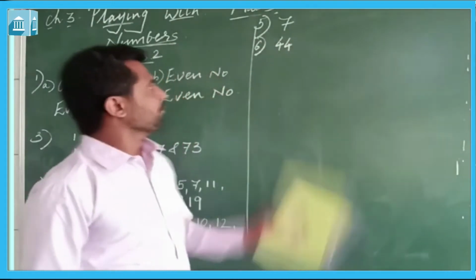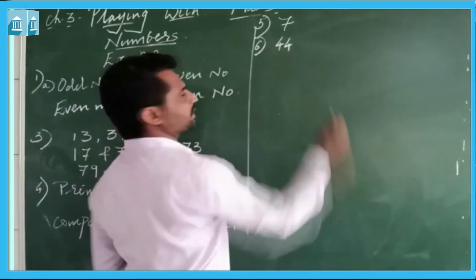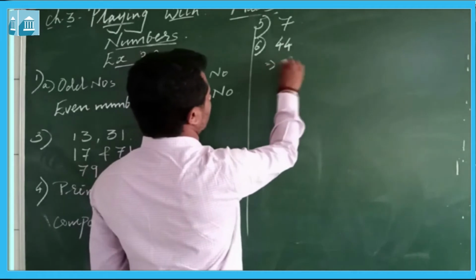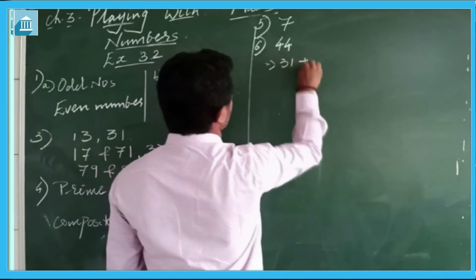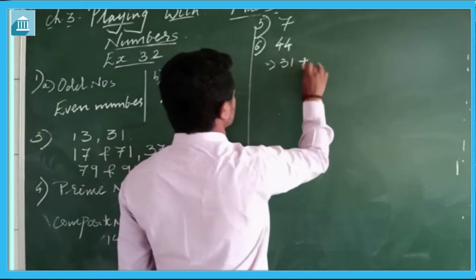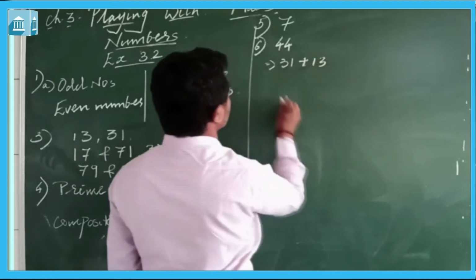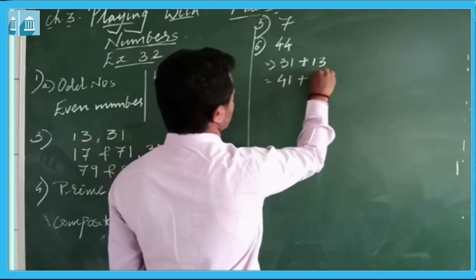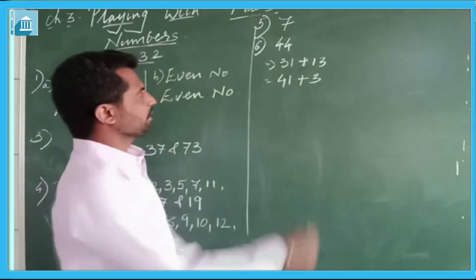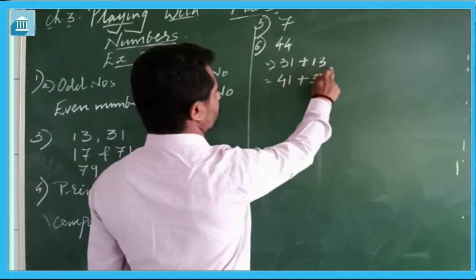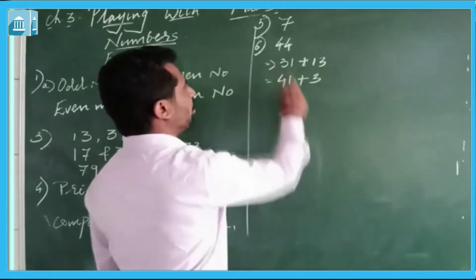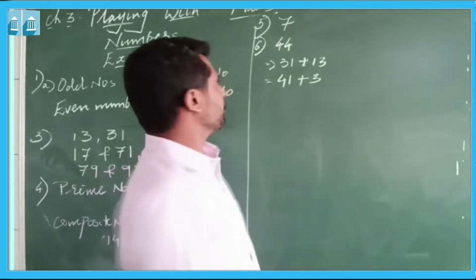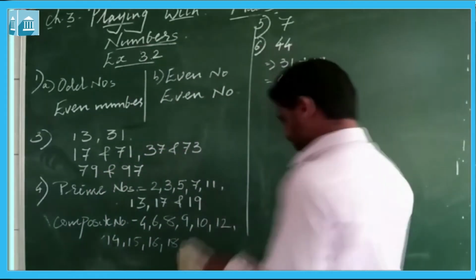Express the following as the sum of two odd primes. 44. We need to express this as the sum of two odd primes. We can write it as 31 plus 13, or you can say it will be 41 plus 3. We need to see that both should be odd, both should be prime, and the sum should be 44.